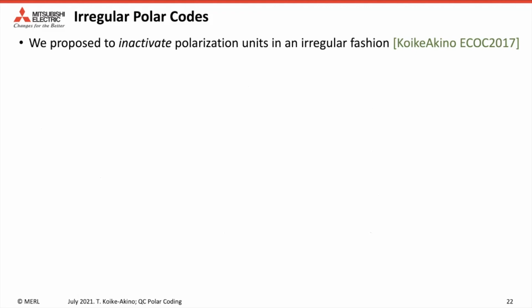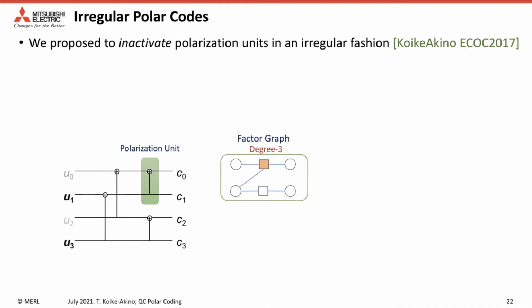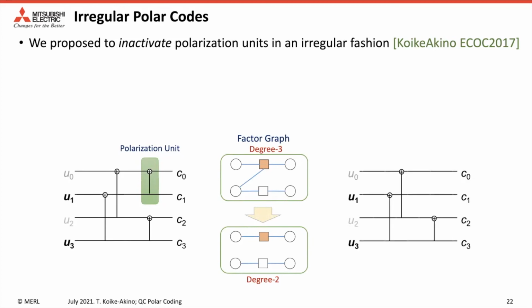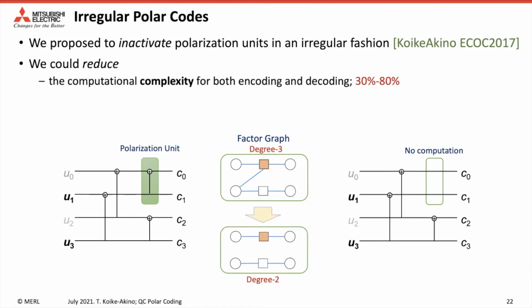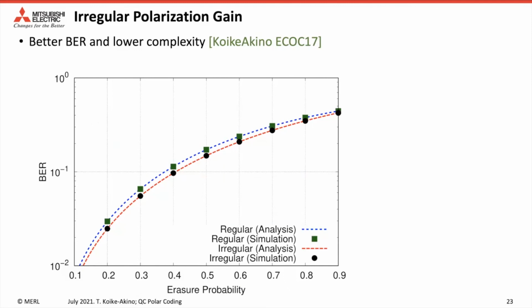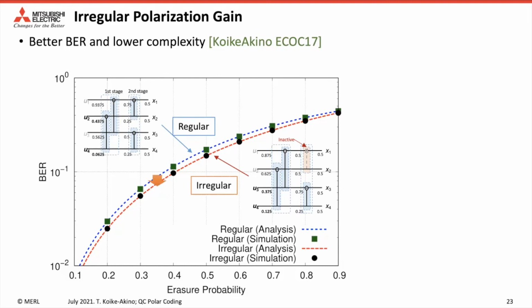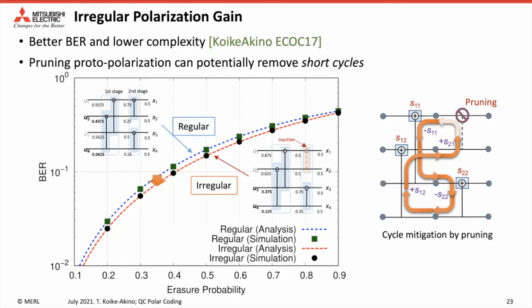The irregular polar codes were proposed in 2017. In a polar graph, a polarization unit can be represented by a factor graph. Here there is a check node of degree 3. And then if we prune the edge of the check node to be degree 2, it becomes no computation in the graph. Then we can reduce the computational complexity for encoding, decoding latency, and also bit error rate. The benefit of irregular polarization was verified in our previous papers, as shown in this figure. But by applying irregular polarization to QC polar codes, we can achieve another benefit: directly removing short cycles.